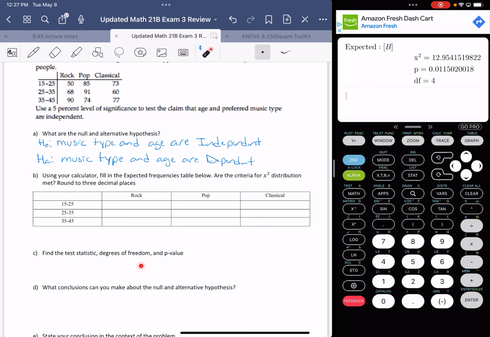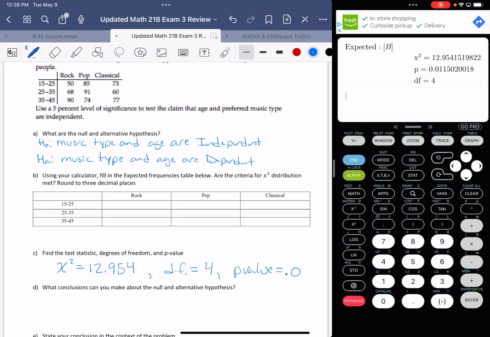It did not say where to round, so let's go to 3 decimal places. So the test statistic, chi-squared, was 12.954. Degrees of freedom was 4. And the p-value is 0.011. No, 0.012 once you round.